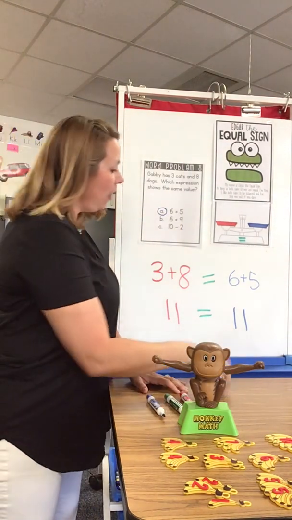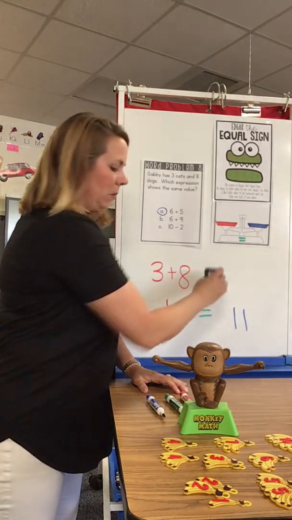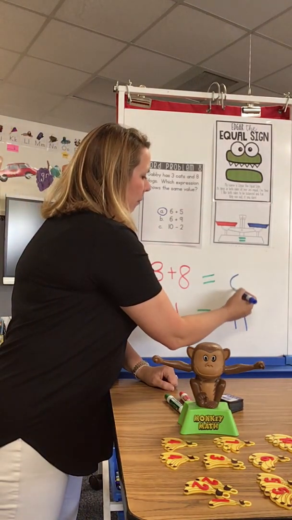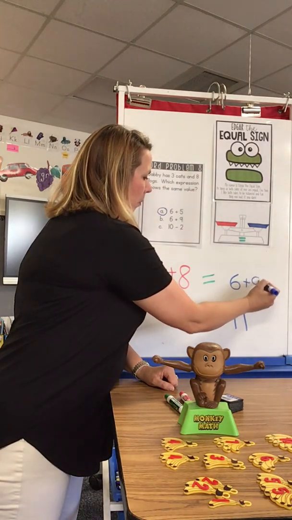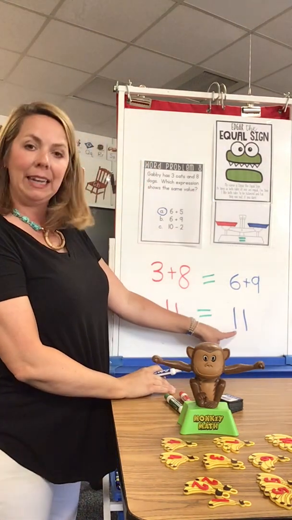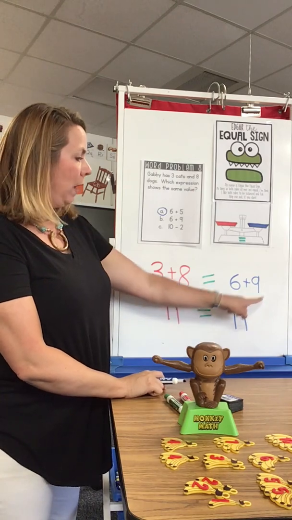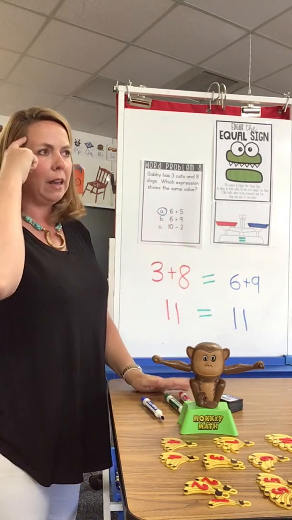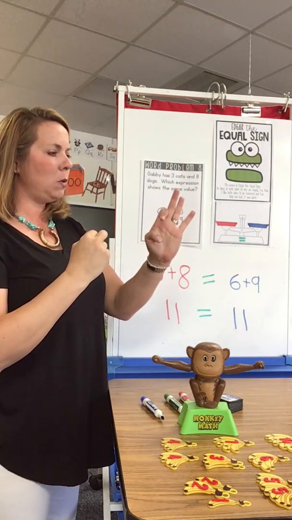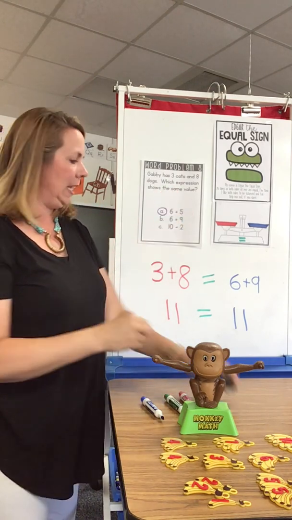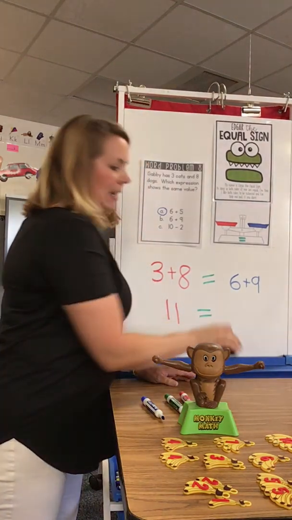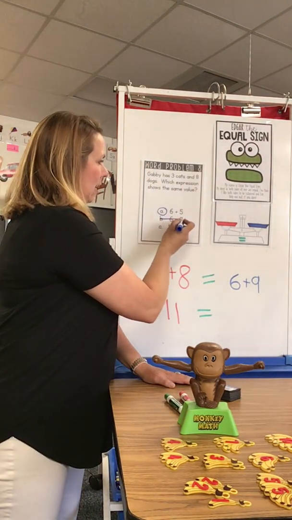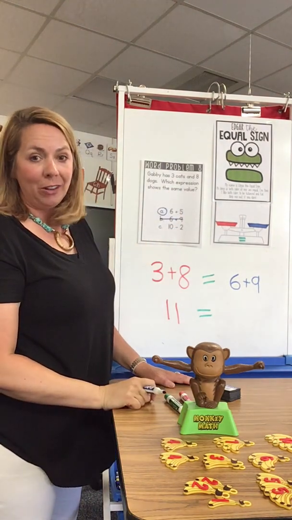Let's see if any of the other answers work as well to balance my equation. What about 6 plus 9? Does that give me 11? Well, I always start with that big number 9. I'm going to add on 6 more. 9, 10, 11, 12, 13, 14, 15. Uh-oh, that did not equal 11. So that is not a choice that would match the same value.